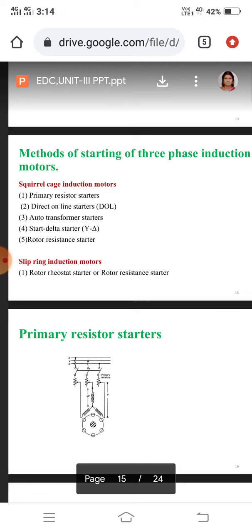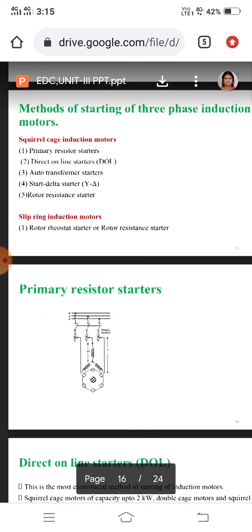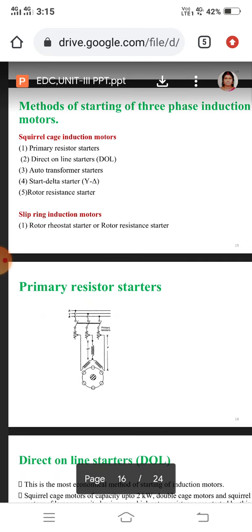Okay, let me explain the entire construction of this topic. Primary resistor starter means that after the three-phase supply, the construction includes three resistors, each phase having one resistor. So three resistors are connected after the three-phase AC supply. Then the other end of each resistor goes to the motor. This is the primary resistor starter.